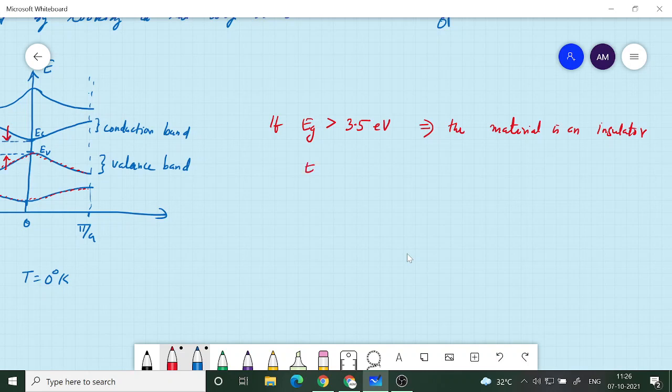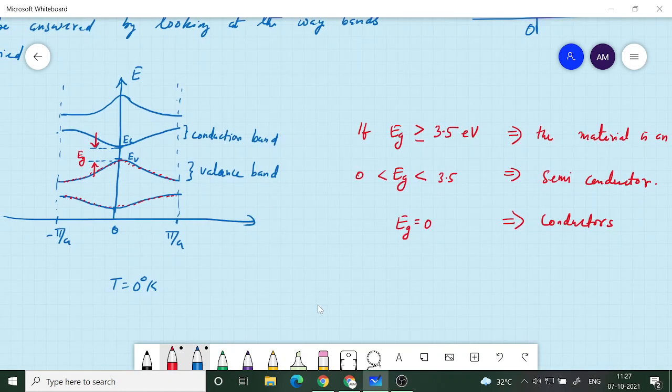Now, if EG is greater than 0 but less than 3.5, we call it a semiconductor. Then the third thing is, if EG is equal to 0, we call it metals or conductors. Metals are conductors. So a material can be an insulator, semiconductor, or conductor.